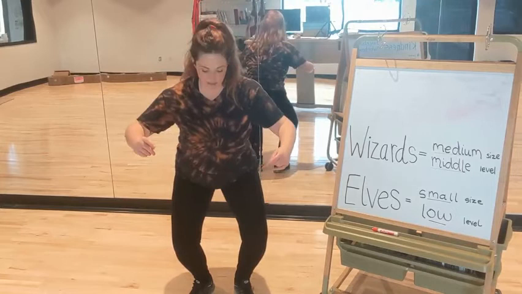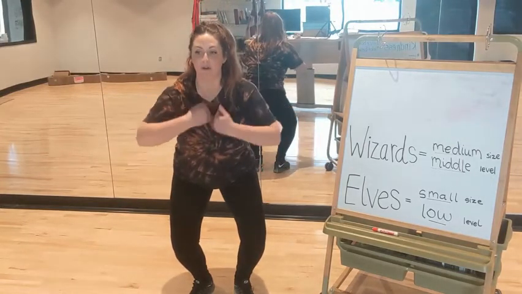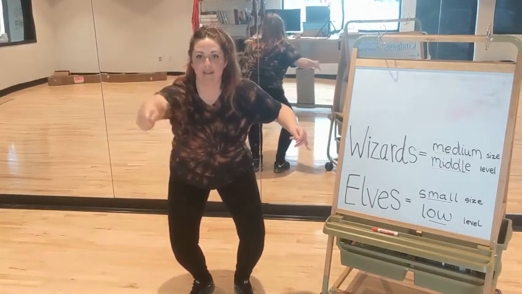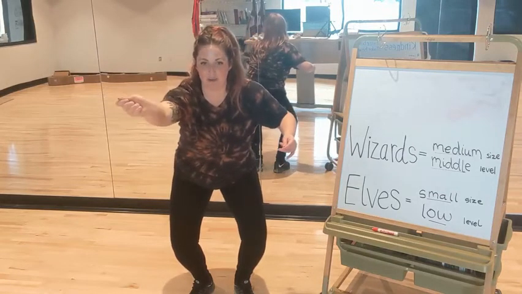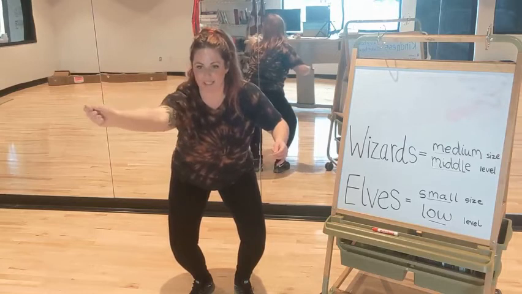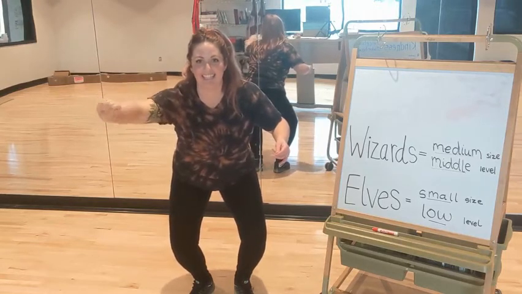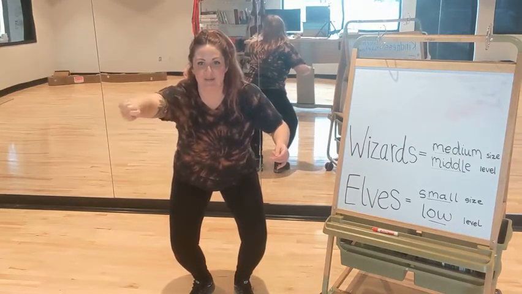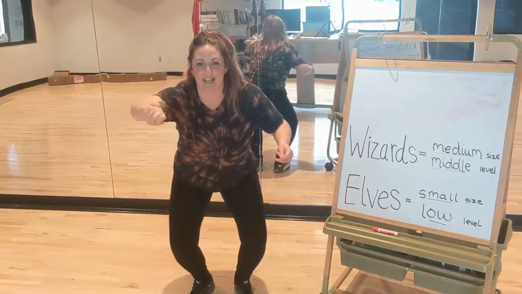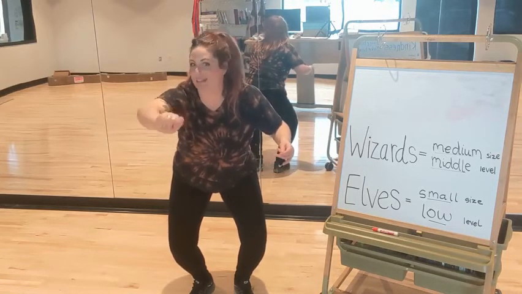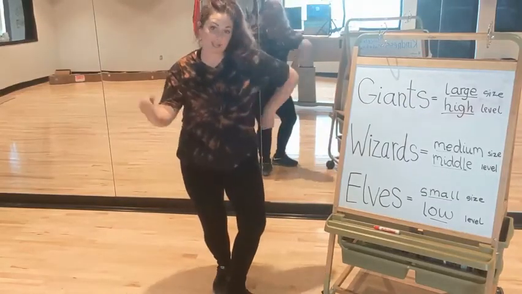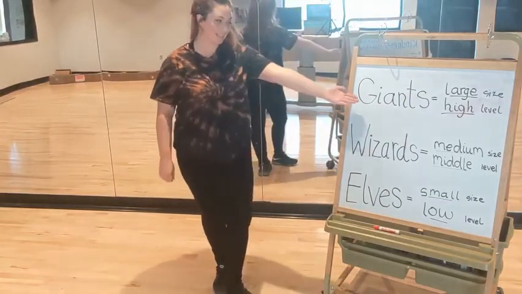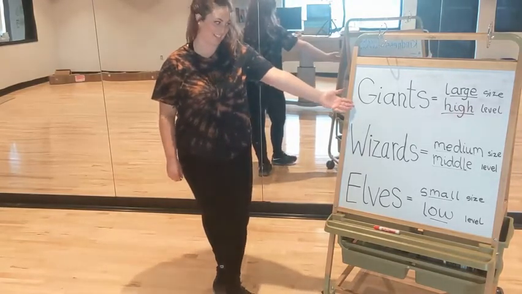So our arms and our legs are open from our core a bit, and we're gonna have one arm forward waving our wand. Okay? Good, and this is a wizard. Medium size, middle level. Okay, lastly, I'd like to introduce you to our character, the giants.